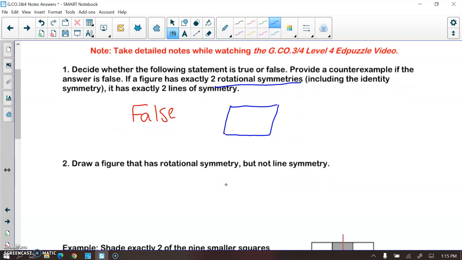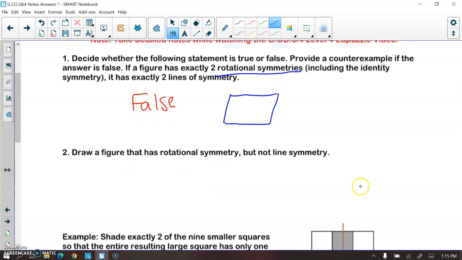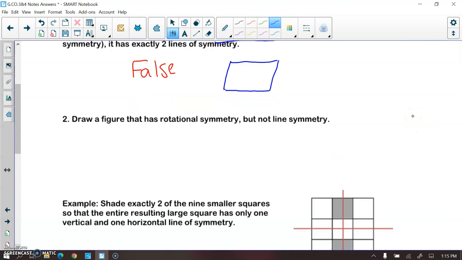Number 2 says to draw a figure that has rotational symmetry, but not line symmetry. Well, we just saw one in number 1. Let's draw a different figure though, but a parallelogram would work for this. What if I had a figure that looked like this? This has absolutely no line of symmetry, but it does have two rotational symmetries.